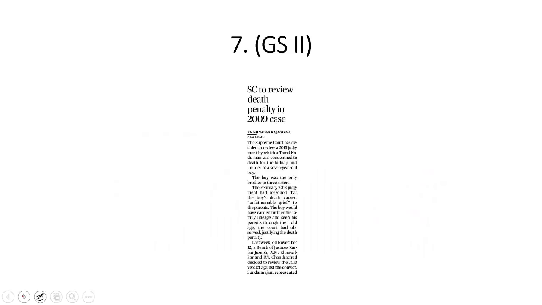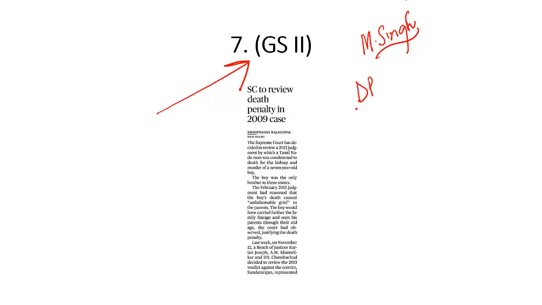Now let's look at another issue on page number 7 of the Delhi edition of The Hindu. It deals with your GS paper 2 polity. Now let me give you a brief background of what this issue is all about. There was an individual, Maninder Singh. Maninder Singh raped his own daughter. When he raped his own daughter, he was booked under the law and he was sentenced to death penalty by the High Court of Madhya Pradesh.